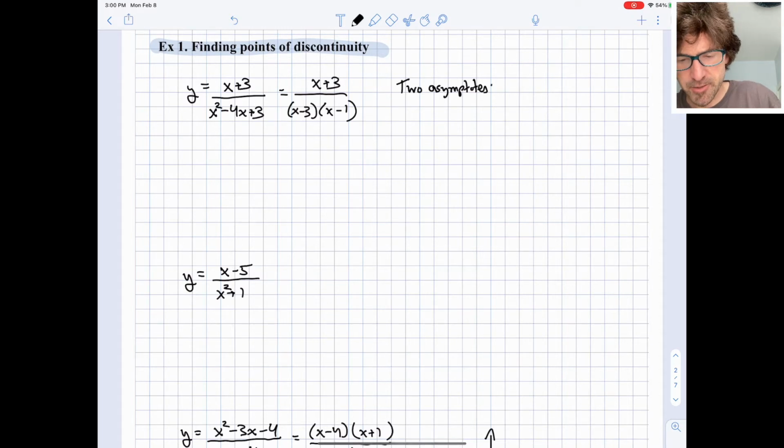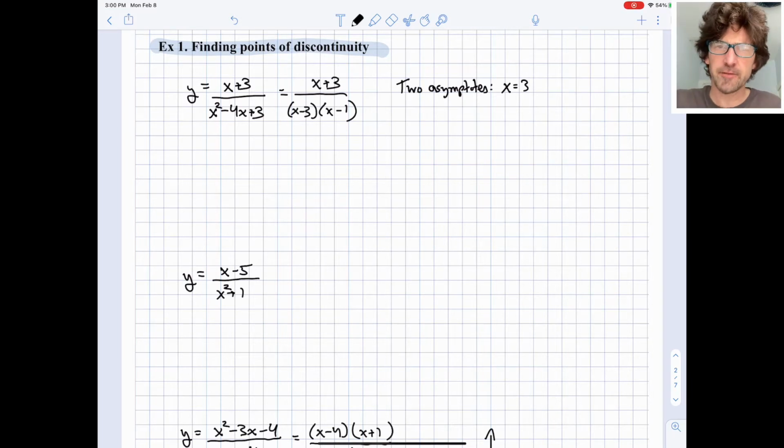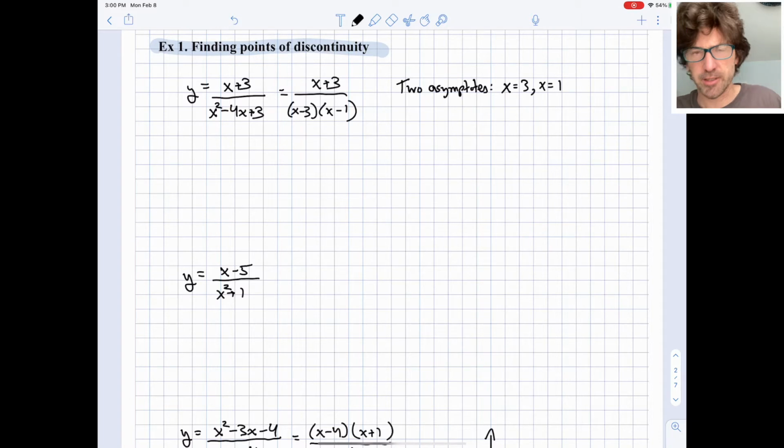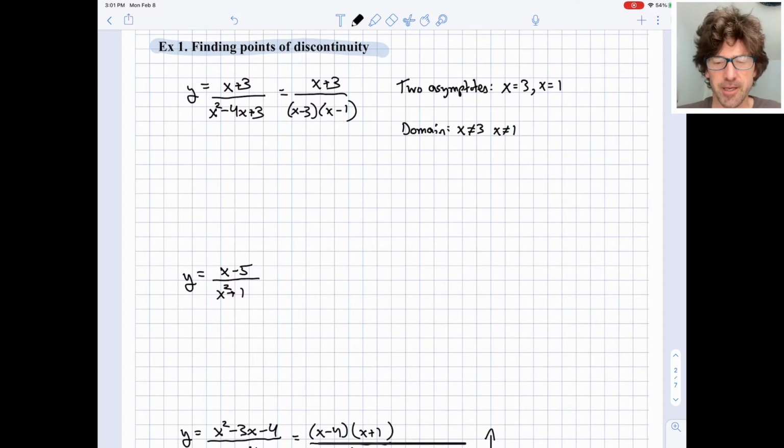And those asymptotes would occur at these lines. These are the equations of the asymptotes, x equals 3 and x equals 1. So to be clear, x equals 3 and x equals 1 are two vertical lines, the asymptotes for this function. But if we were thinking about the domain of this rational function, we would want to say that x is not equal to 3 and x is not equal to 1. Okay? The asymptotes occur where x is not allowed to be for the original function.